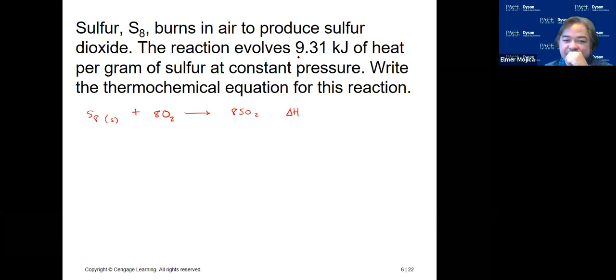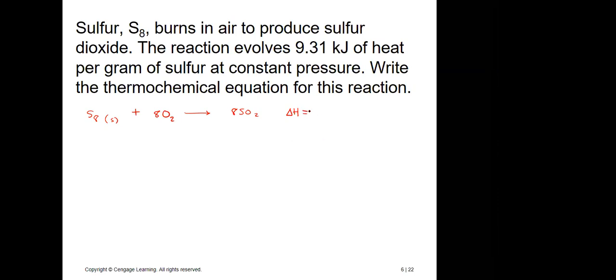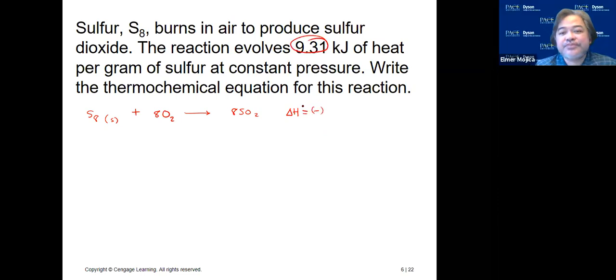It says here the reaction evolves 9.31 kilojoules of heat per gram. So what will be the delta H? Is it a positive or a negative value? Negative. Okay, it's going to be negative. But that's not the value, because that value corresponds to 1 gram of sulfur. So if you want to write the correct value here, you have to determine for every 1 mole of sulfur, how much is that? Because this 9.31 is equivalent to 1 gram of sulfur. So you have here negative 9.31 kilojoules, and we put a negative because that denotes that it's released. That is for 1 gram of sulfur.